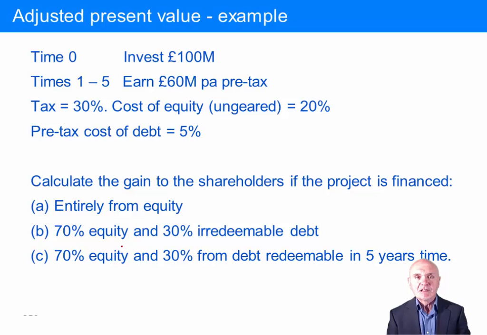So the starting position is what would happen if this was purely equity financed. So we're throwing 100 million at this. We're getting 60 million less the tax back for years 1 to 5. The cost of equity, which we're going to be using as a discount rate, is 20%. And part A, if you like, is a very straightforward calculation.